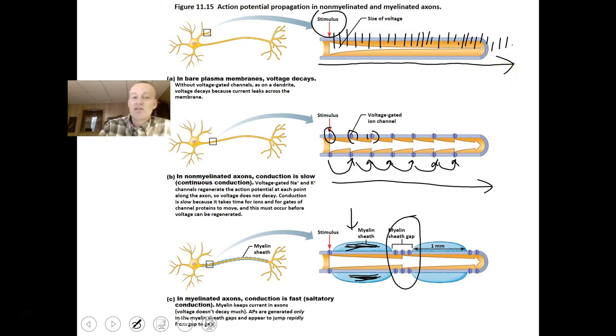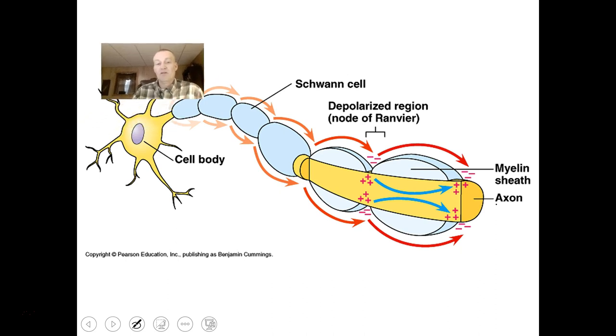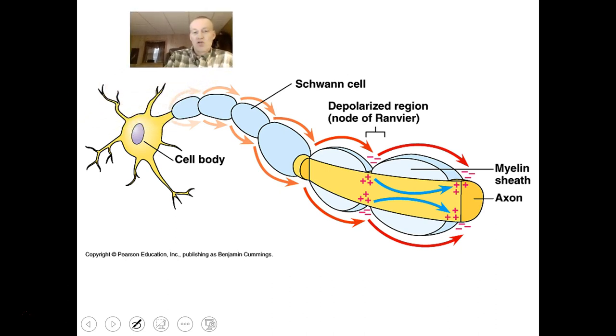So these may send a message at maybe 2 miles per hour. These may send a message at 200 to 300 miles per hour. So having the voltage-gated sodium channels only in the gaps makes the message go much more rapidly. So you can see here you have the message is sent in little spurts. This is called saltatory conduction.